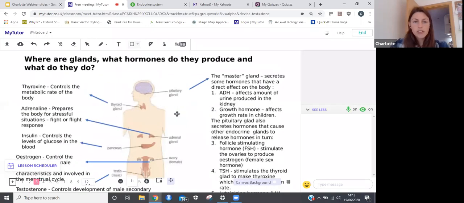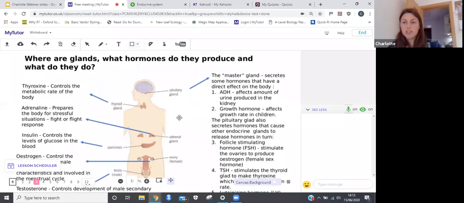Okay, lots and lots of writing on this slide, but don't worry, it's not as intimidating as it looks. I didn't want to put it any smaller so that you couldn't see it. So where are all of these glands that form the endocrine system? What hormones do they produce and what do they do?